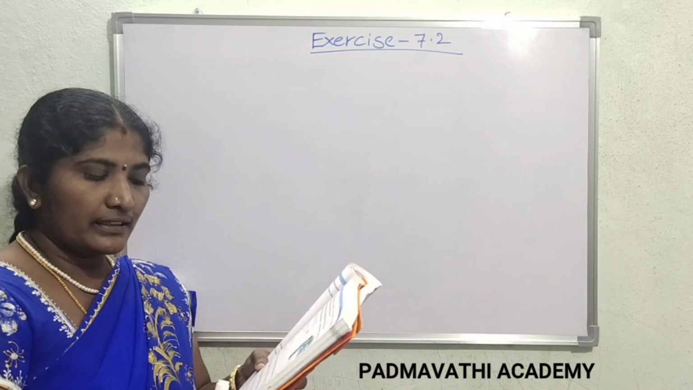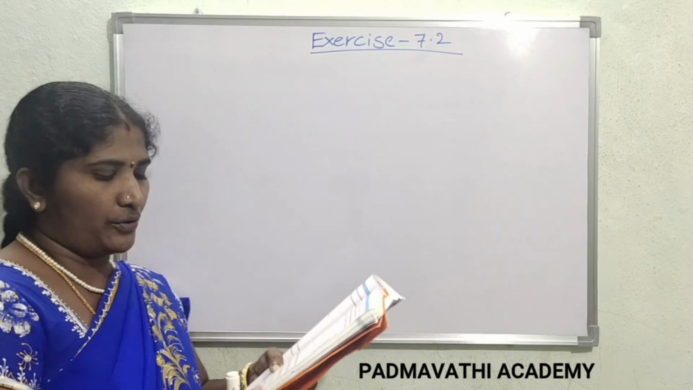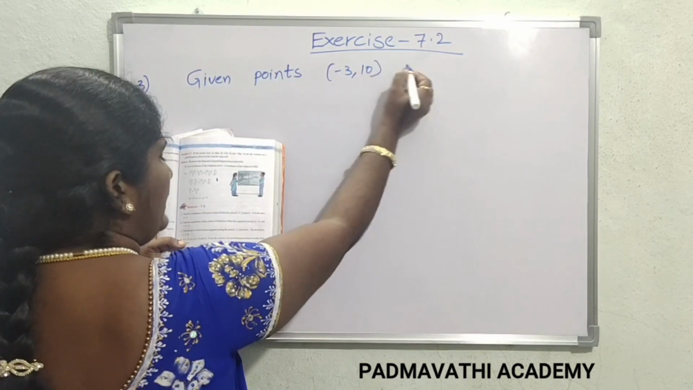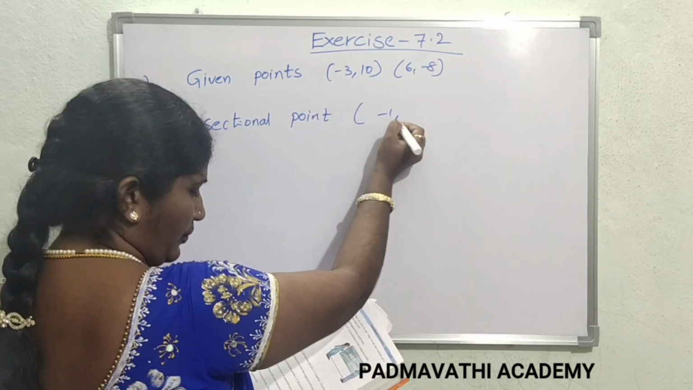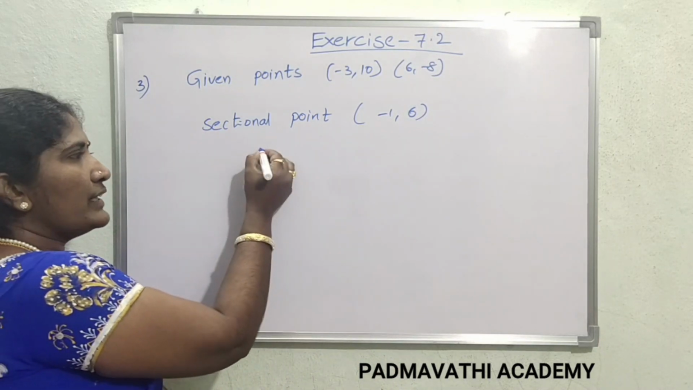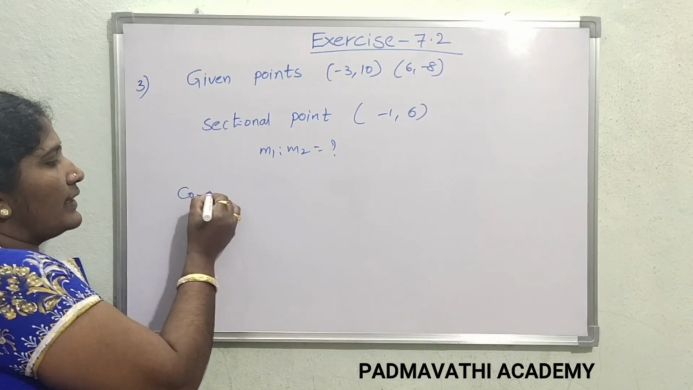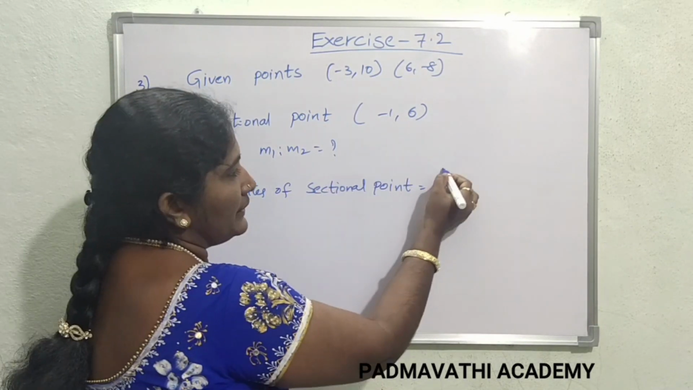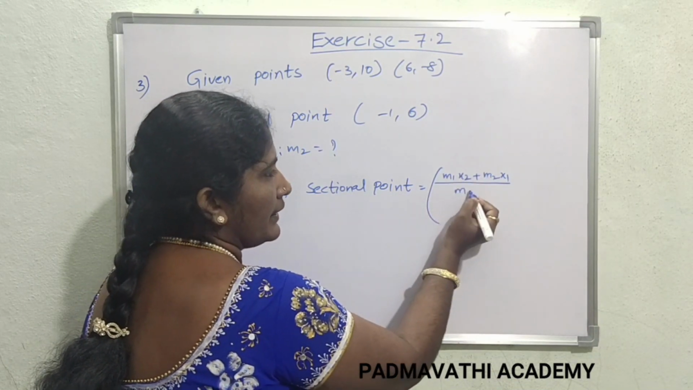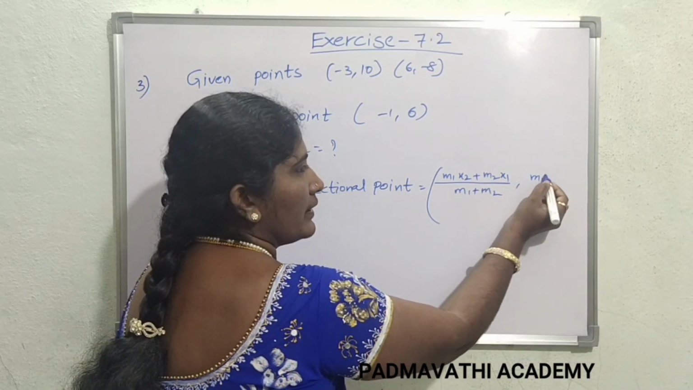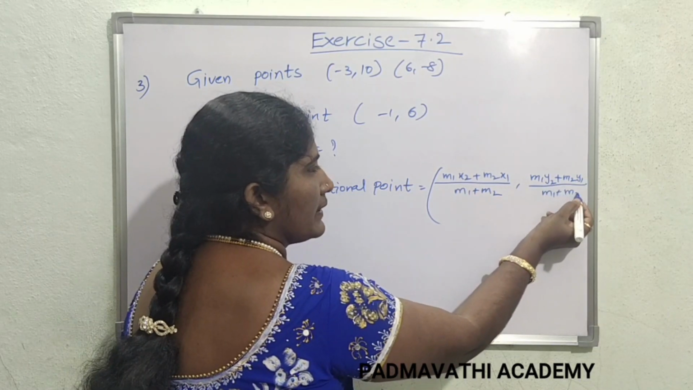Next, third problem. Here 2 points and the section point also they gave. We have to find the ratio. Given points are (-3, 10) and (6, -8). Next, the section point is (-1, 6). Now we have to find the ratio, m1 is to m2. Again, the coordinates of the section point is equal to the formula (m1 x2 plus m2 x1) by (m1 plus m2), (m1 y2 plus m2 y1) by (m1 plus m2).